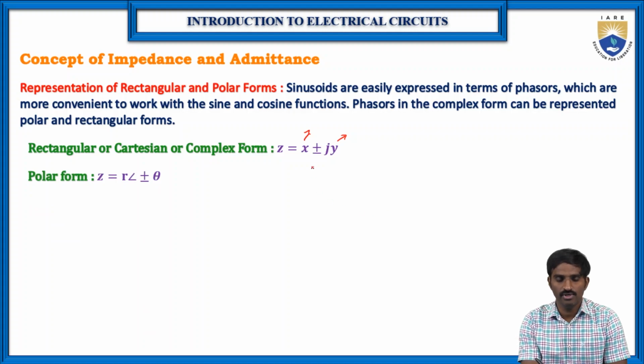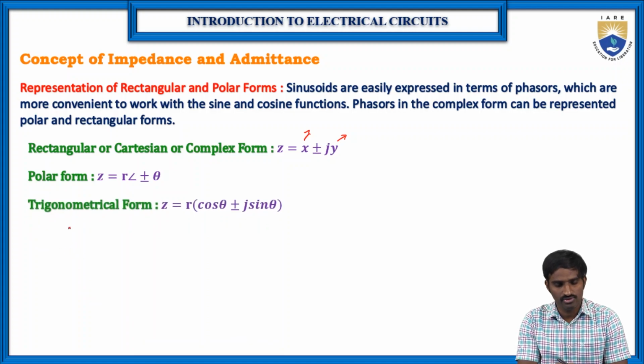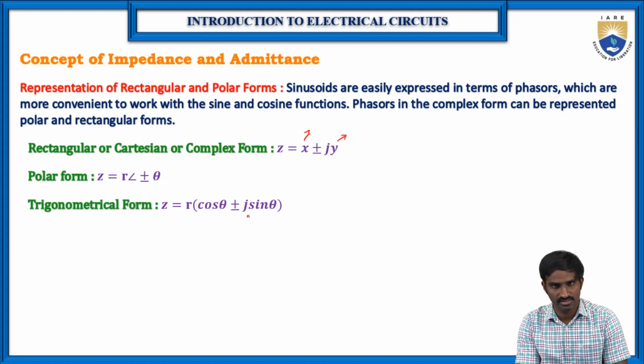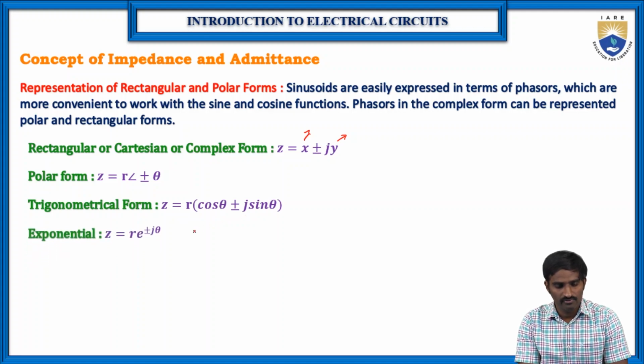Then if you want to represent in the polar form, z is equal to r at an angle of theta. Here theta is the angle between x and y. Another form is the trigonometrical form: z is equal to r cos theta plus or minus j sin theta. And another form is the exponential form, r e to the power of plus or minus j theta.